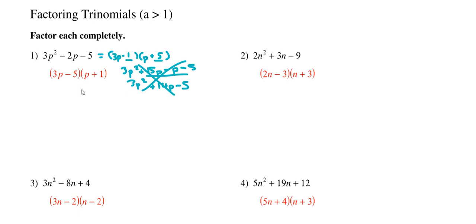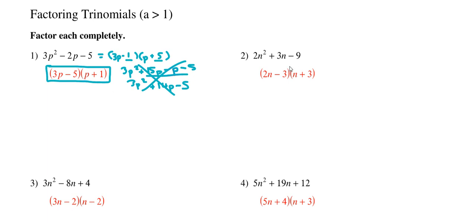Therefore, it has to be the other combination, the only other possibility, 3p minus 5 times p plus 1, and that's how they got this answer here. So you could double check this answer as well by FOILing these out. You get 3p squared plus 3p minus 5p. That gives you, they combine to a -2p, and -5 times 1 is -5, so that is the correct answer.